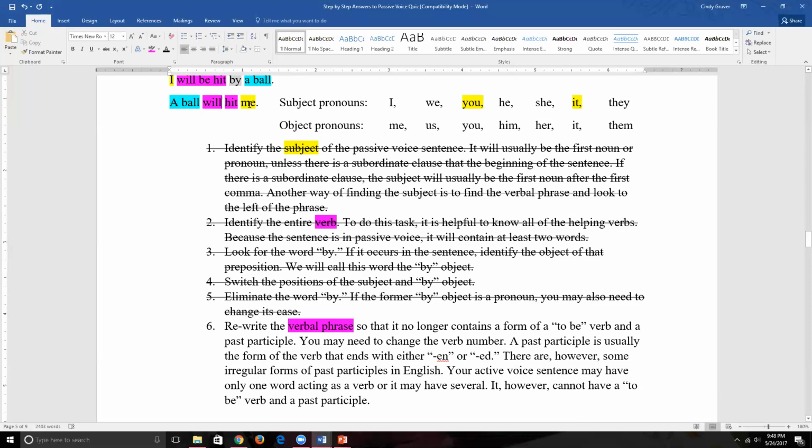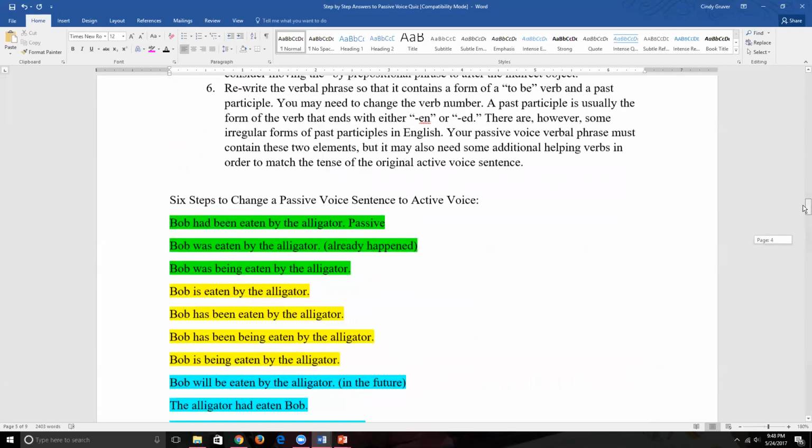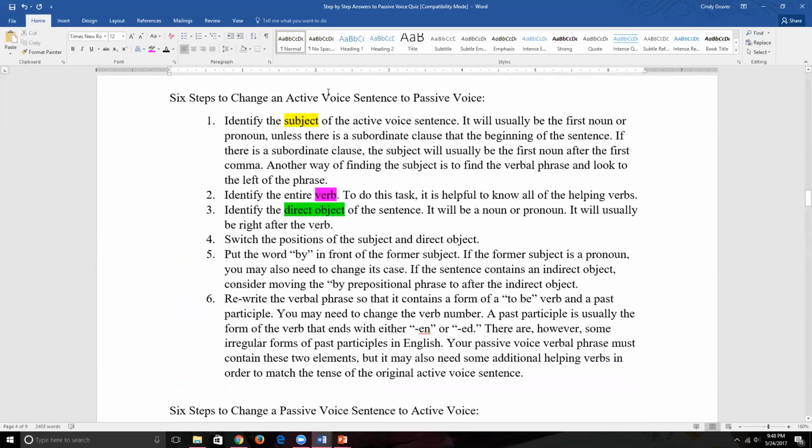A ball will hit me. Yes, that is correct. And look, it's in the same tense as I will be hit by a ball. So we've been successful at making that transition. Now let's do the reverse. Just so we can have that experience, let's go change a sentence from active voice to passive voice.